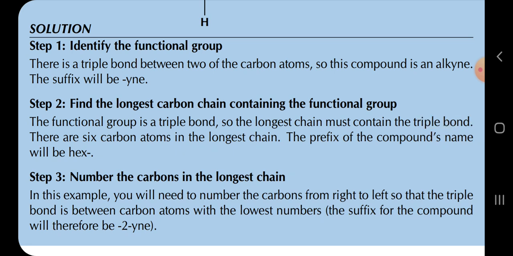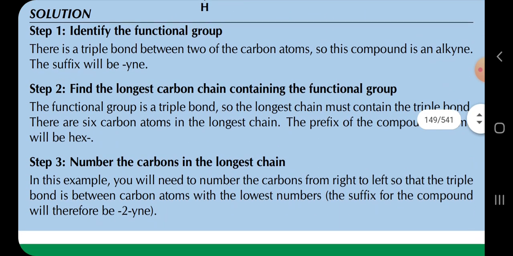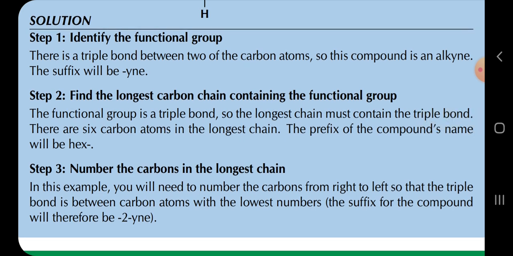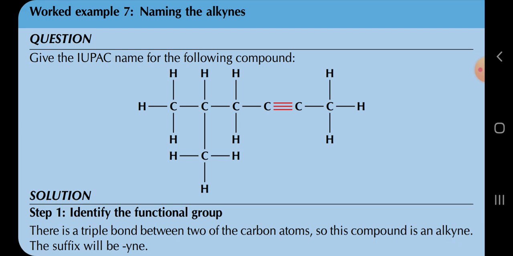Find the longest carbon chain containing the functional group. So there at the top it is. Leave out the branches. Number the carbons in the longest chain. In this example, you will need to number the carbons from right to left so that the triple bond is between carbon atoms with the lowest number. Remember, you number 1 closest to the functional group. So the C on your right will be number 1, number 2, number 3, number 4, number 5, number 6, going that way. That is how you will number this one.